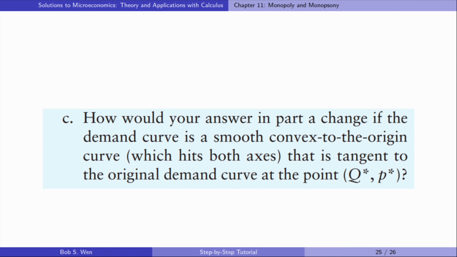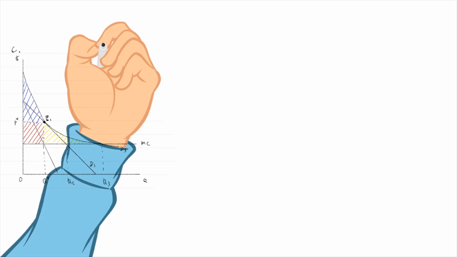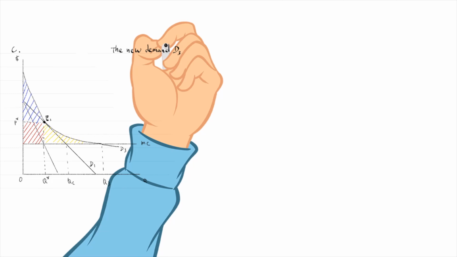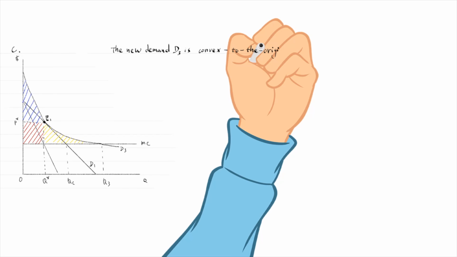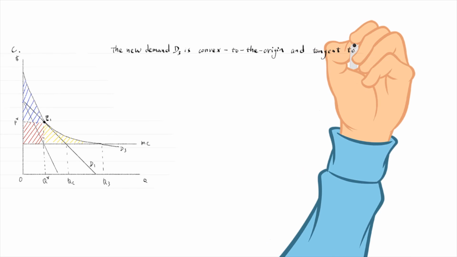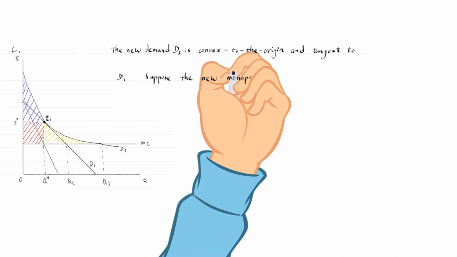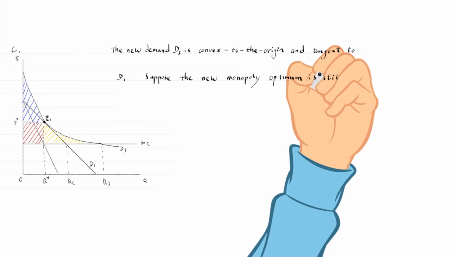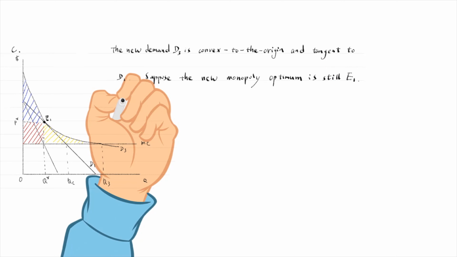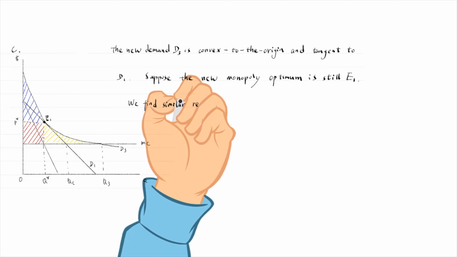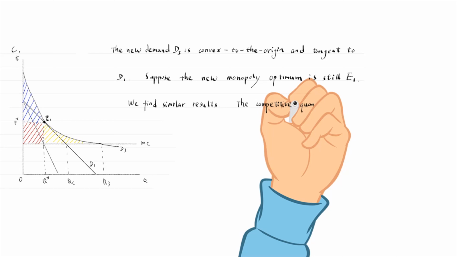In Part C, the new demand curve D3 is convex to the origin and tangent to D1. Suppose the new monopoly optimum is still E1. We can find similar results. The competitive quantity is Q3.